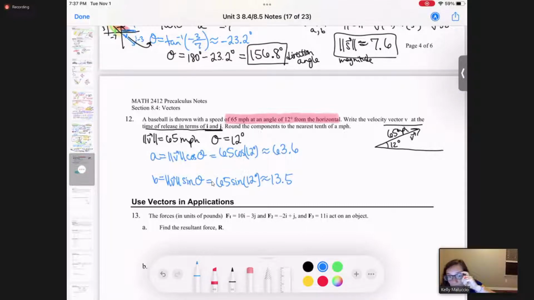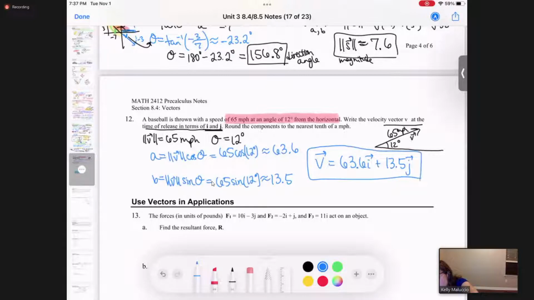And so with these, we can say the vector v is going to equal 63.6 i plus 13.5 j. And this is the velocity vector v at the time of release, written in terms of i and j, because they gave us magnitude and theta.